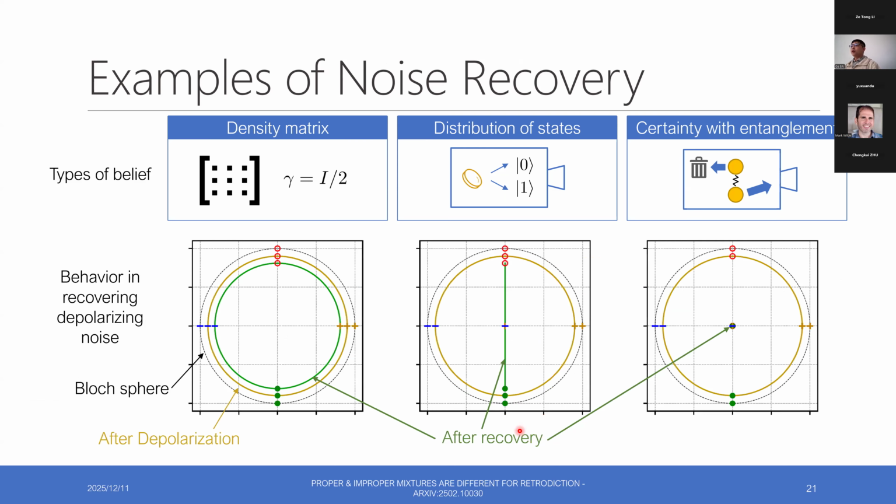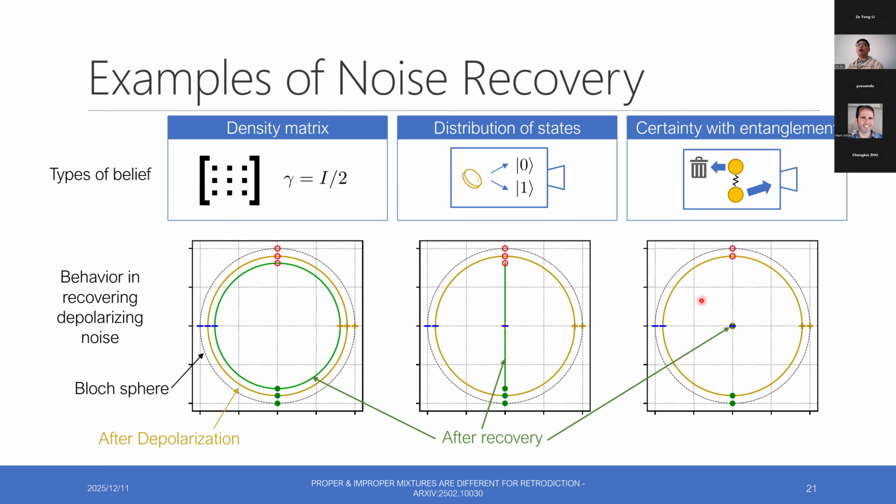Here are some examples. Here we are considering recovering depolarization noise. The black dashed circle is a section of the original Bloch sphere, and the yellow one is the Bloch sphere after depolarization noise. It will be shrunk, pushed towards the origin a little bit. And the green one is after recovery. Here, recovery is done by using the retrodiction map we mentioned before, kind of reversing that process. So if we have the density matrix as a prior belief, the recovery will further shrink the Bloch sphere a little bit. If you have a distribution of states, the recovery will map everything within a line segment that connects something near the North Pole and the South Pole, something near these 0, 1 states.